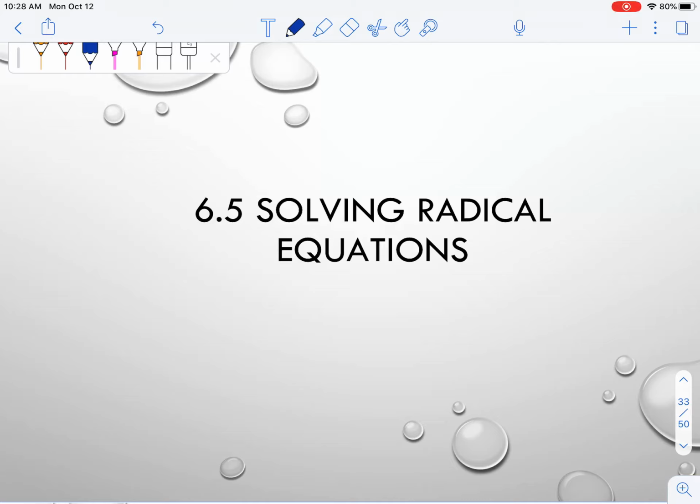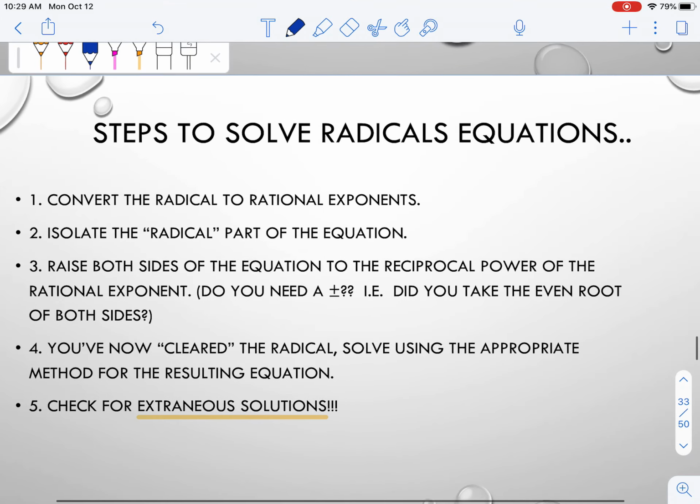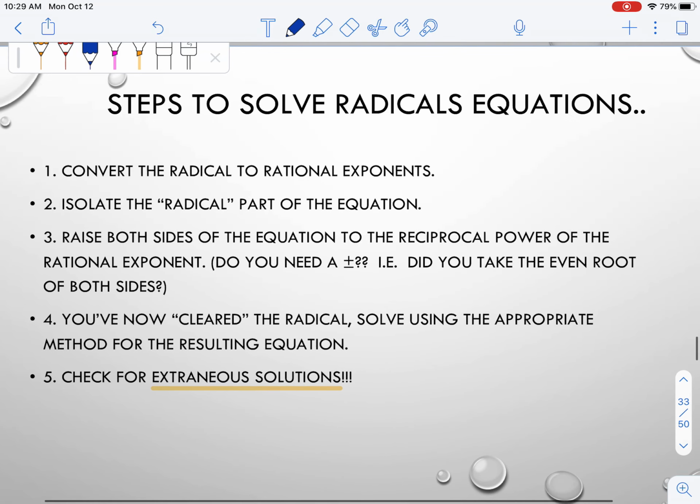All right, so our next topic is going to be 6.5. We're going to be talking about solving radical equations. So let's take a look at a couple of steps. The first one that I have listed here is kind of optional. I can do this without converting, but the way we have the steps worded, it's easiest just to convert.